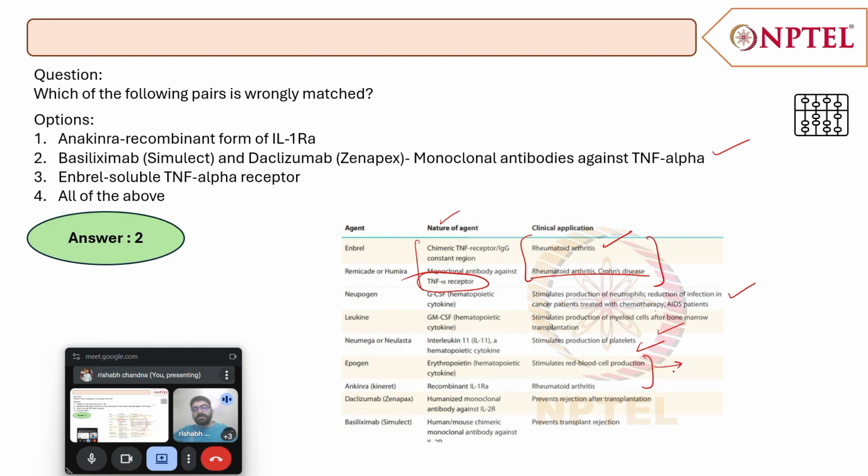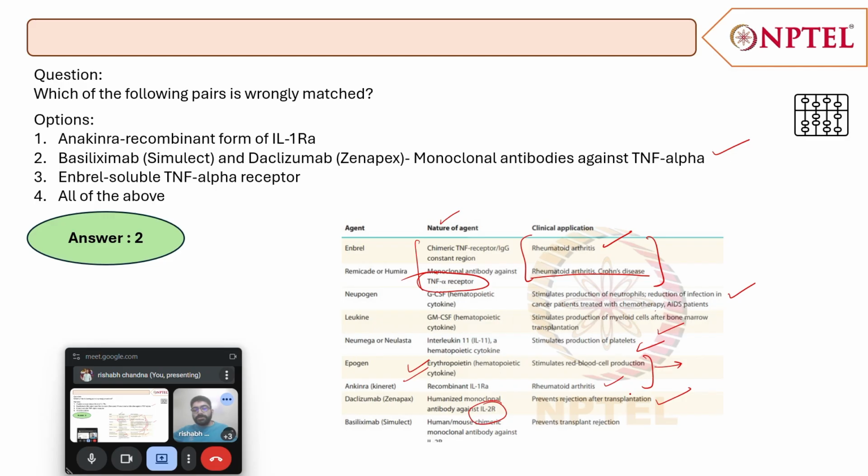So what happens is, in case of a patient that receives chemotherapy, that leads to RBC lysis. Okay, and the production of the RBC is also reduced. So in that case, we give erythropoietin so that the RBC production is increased. Then we have Anakinra, that is recombinant IL-1RA, that is also used for rheumatoid arthritis. Then we have daclizumab or Zenapax, that is humanized monoclonal antibodies against IL-2R, that prevents rejection after transplant.